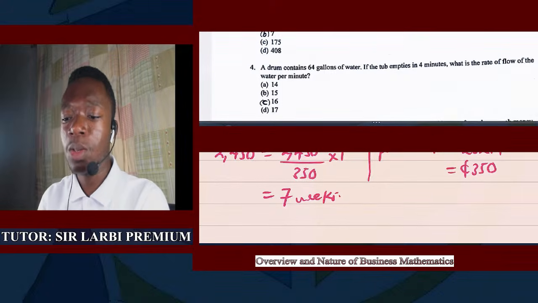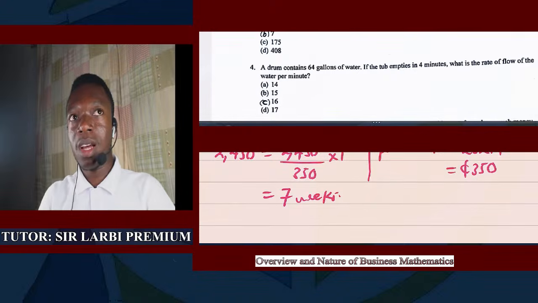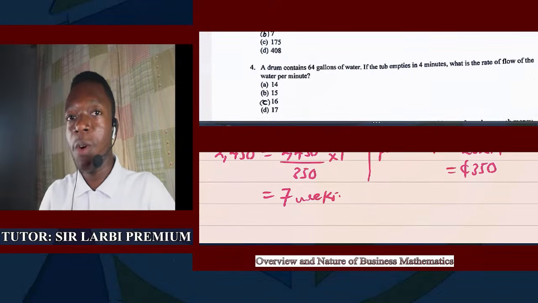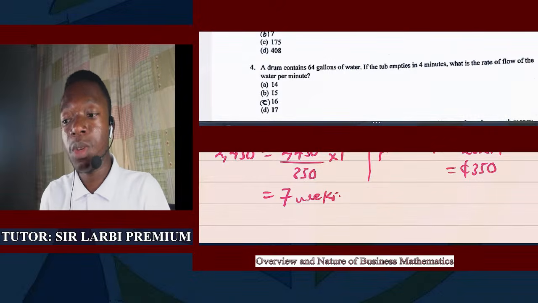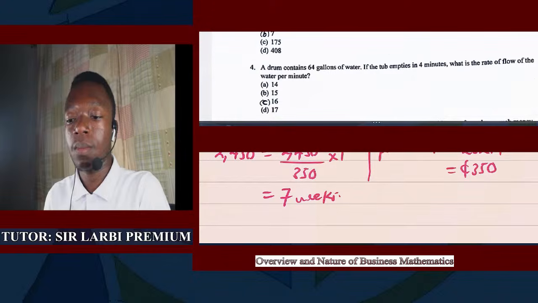What is the rate? So that means that the actual amount of gallons is more like the distance, which is 64. And for every 4 minutes, it empties. So that is the time factor here, which is 4 minutes. So you're saying, what is the rate of flow? So we are talking about the speed. What is the rate of flow of the water per minute?